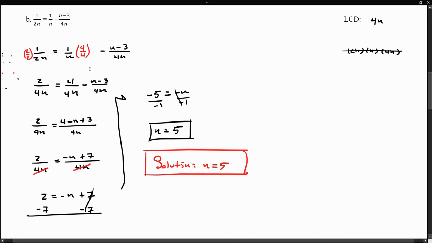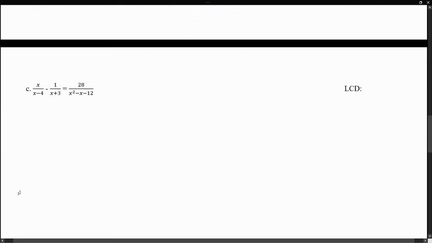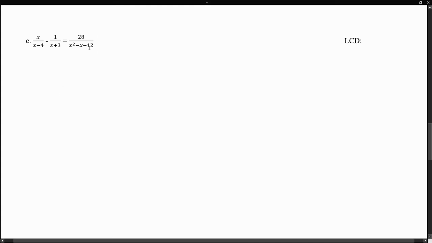Notice that the idea here is always the same. Make sure that you write your fractions using the same denominator, because they will cancel out. And once they cancel out, you just work out with your new equation. So let's take a look at one more example. Notice that this example looks a little more complicated. The idea is still the same.